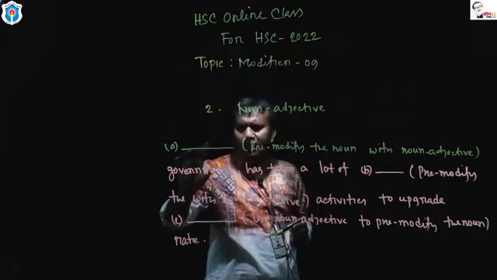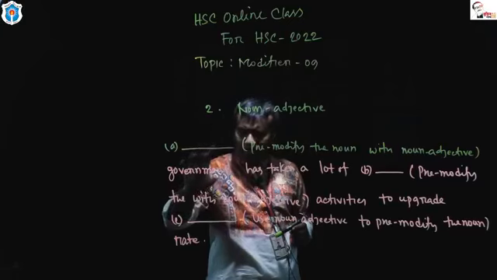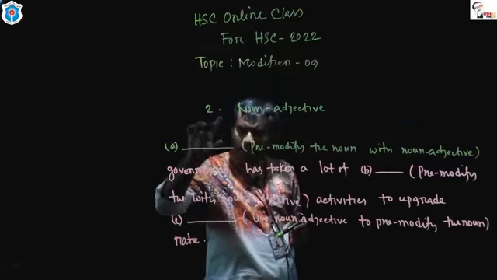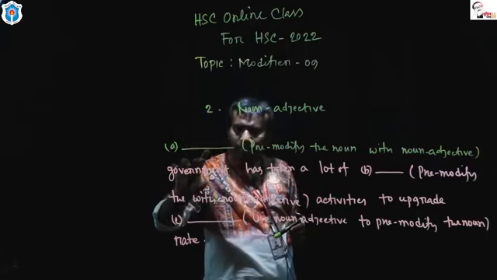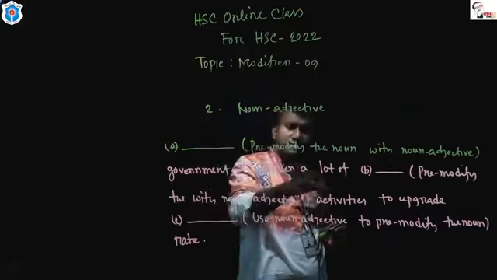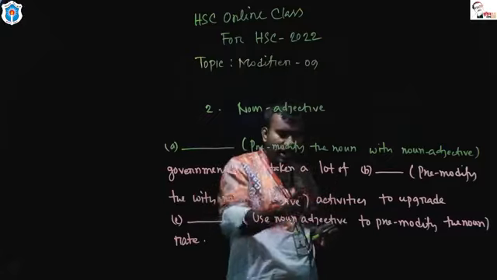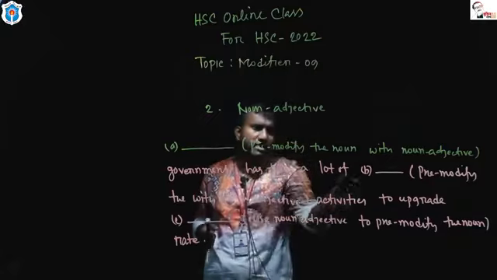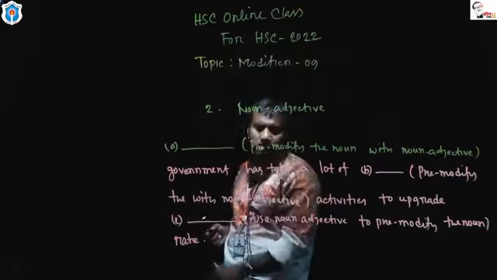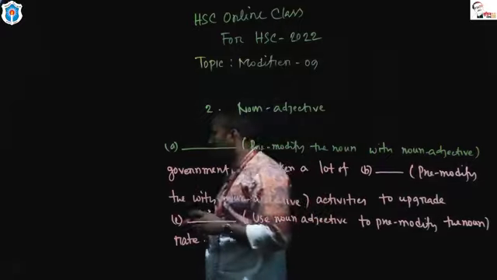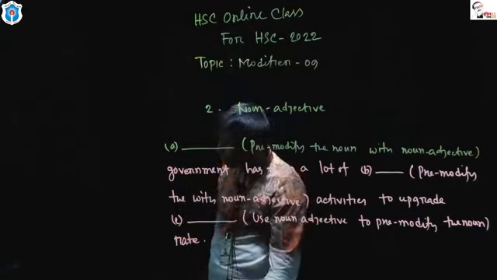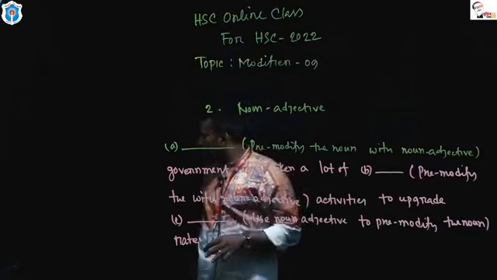You have to modify government, and in order to modify government you must use a noun, and if you put a noun here, this noun will modify government and will work as a noun adjective. Dash government has taken a lot of dash activities. You have to modify activities with noun adjective. And the third question is you have to modify rate with noun adjective. Now give me the answer, dear students.